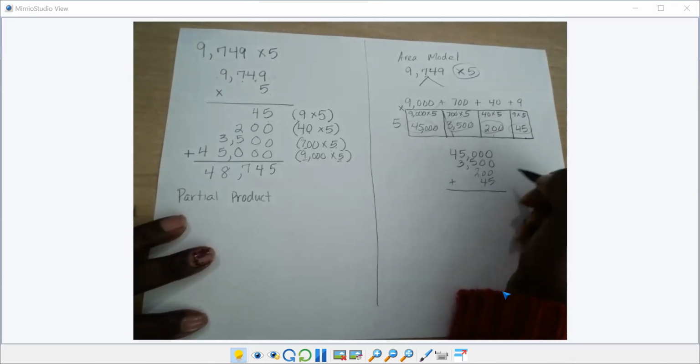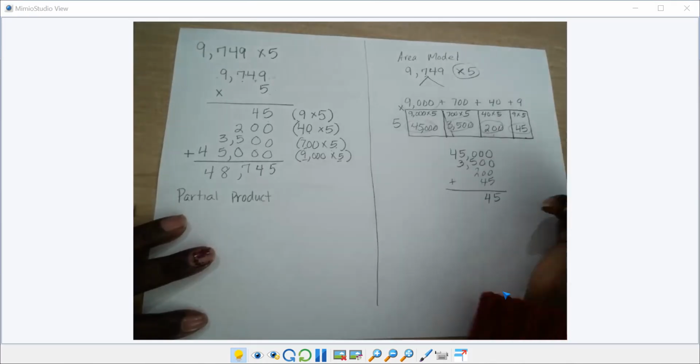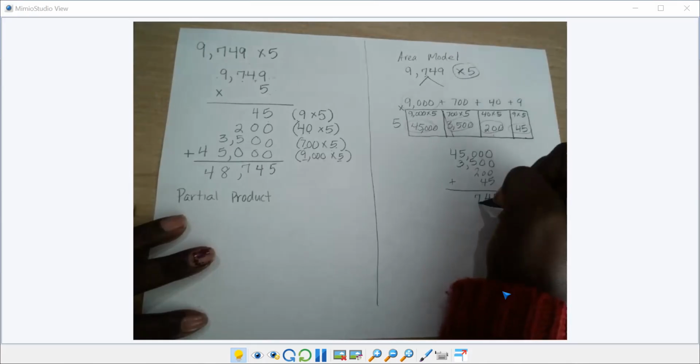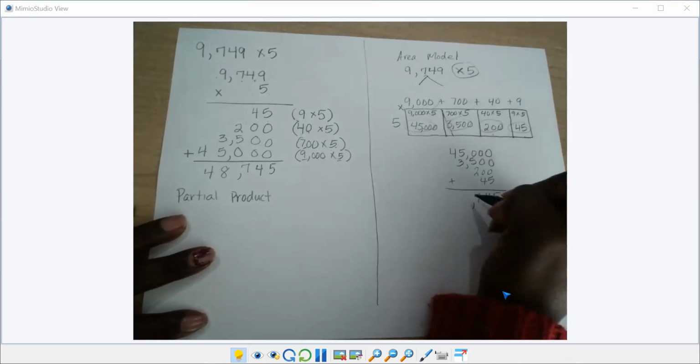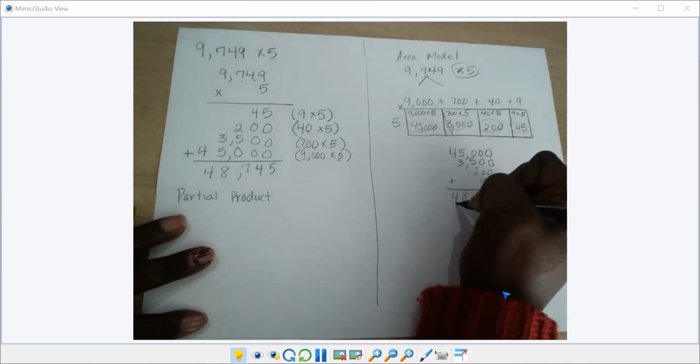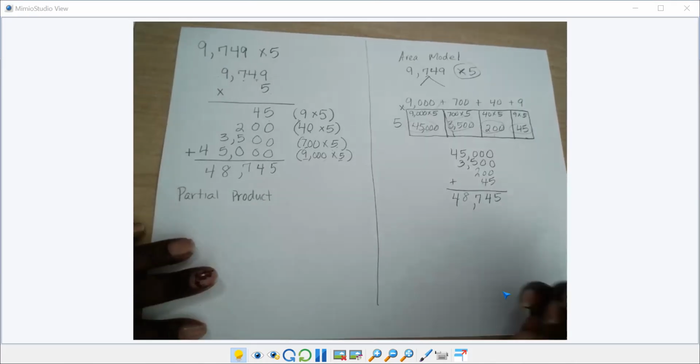0 plus 0 plus 0 plus 5 is 5. 0 plus 0 plus 0 plus 4 is 4. 5 plus 2 is 7. 5 plus 3 is 8, and 4,000. And you should have the same final product on both strategies.